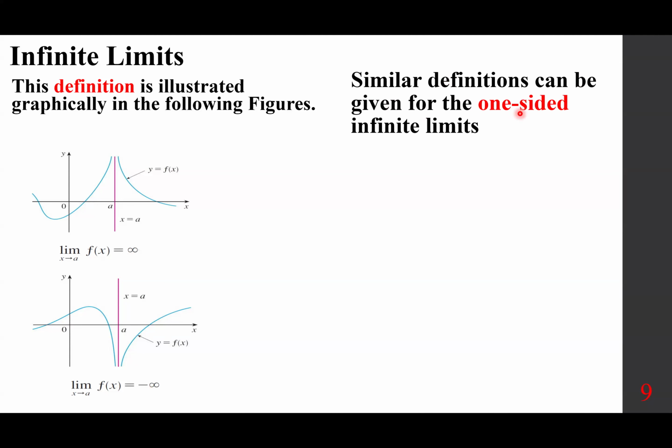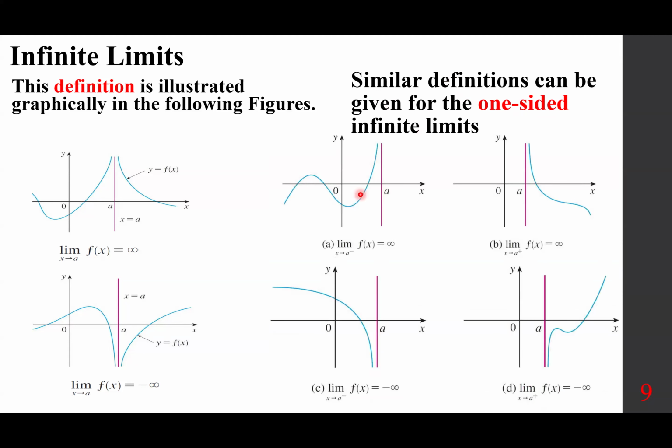Similar definitions can be given for the one-sided infinite limits. So if we look at these two, they are similar to that in that they both approach infinity. This one from the left, the limit of f of x as x approaches a from the left is infinity. This one from the right, the limit of f of x as x approaches a from the right is infinity. These two are similar to this. This one from the left, this one from the right. The limit of f of x as x approaches a from the left is negative infinity. This one, the limit of f of x as x approaches a from the right is negative infinity.